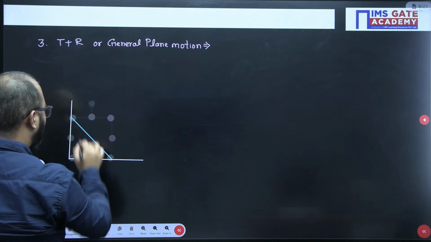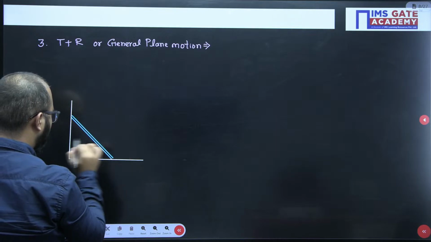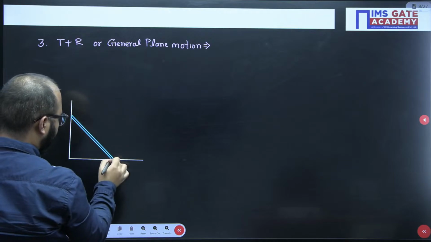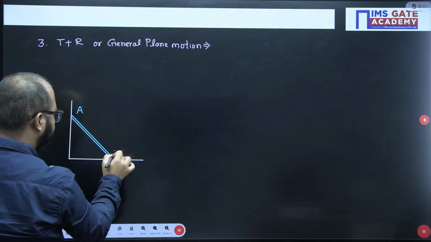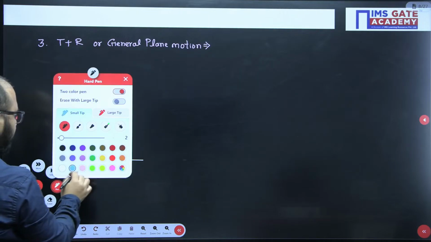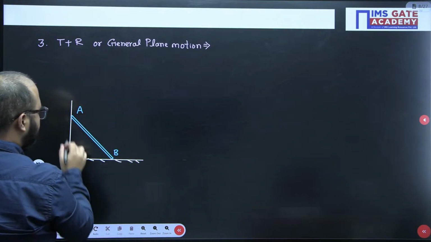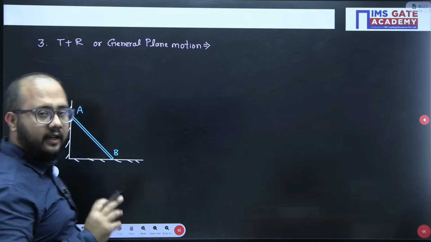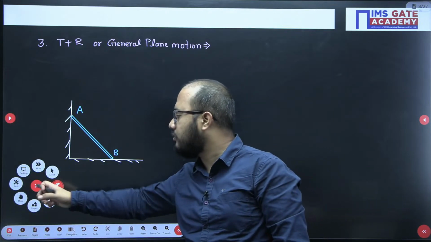So this is the rod that I have kept here. See, this is the rod AB, which has been kept in this particular position. This is the floor and this is the wall. Now, what happens when it is going to slip? So, when it is going to slip, what kind of motion will you see?